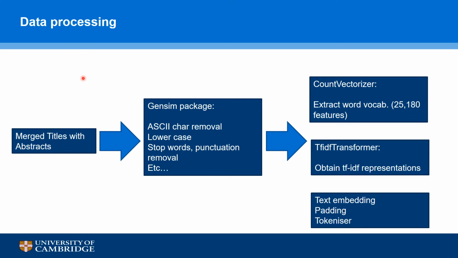Then when we were ready to submit, we submitted our predictions for the two validation cohorts. We processed the data in Python. We used a fairly standard pipeline in this stage. We merged the titles and abstracts into one column. We did the initial processing of the data using the Gensim package, and then we obtained sparse, highly dimensional representations of the text using Count Vectorizer. We had 25,180 features.